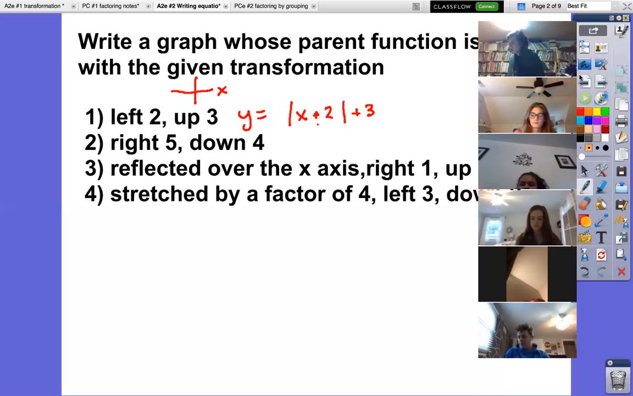Let's go with, I see Keegan. So Keegan, with that, what do you have? y equals |x - 5| - 4. Now, that's what you meant, right, Keegan? Yeah. Okay. Make sure that you say it like you mean it. So it's y equals the absolute value of the quantity of x - 5, then - 4.